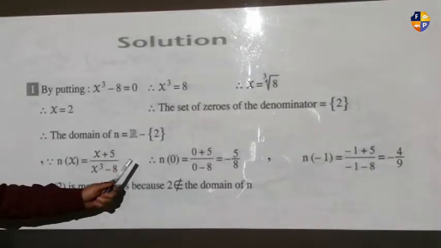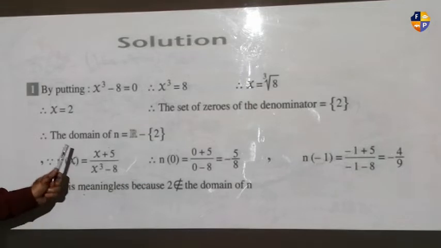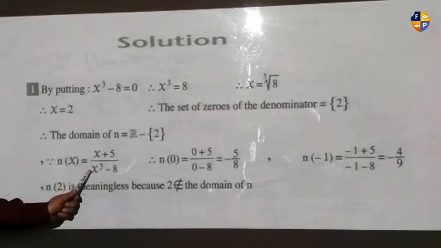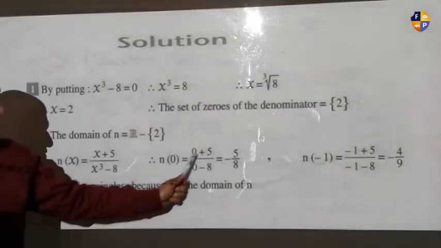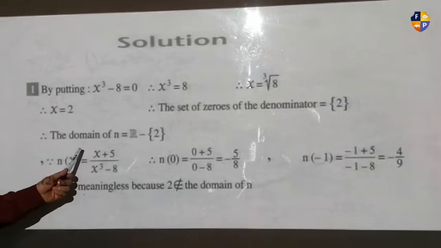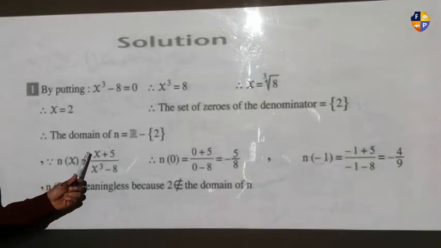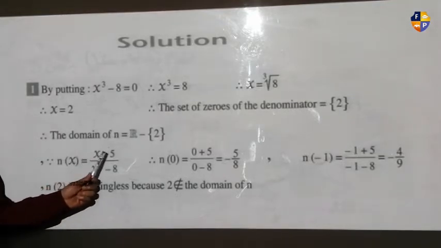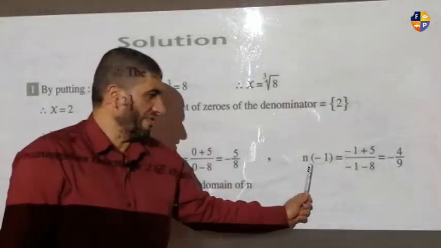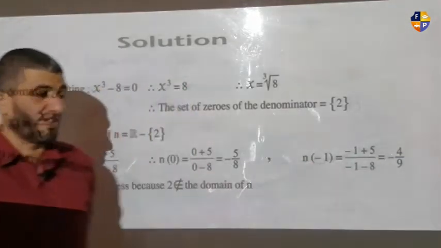Okay, we find n(0). For n(0) we substitute x equals 0: (0 plus 5) over (0 power 3 minus 8). Then n(0) equals 5 over 8. And for n(-1), we substitute x equals -1: (-1 plus 5) over ((-1) all power 3 minus 8). The value of n(-1) equals 4 over 9.